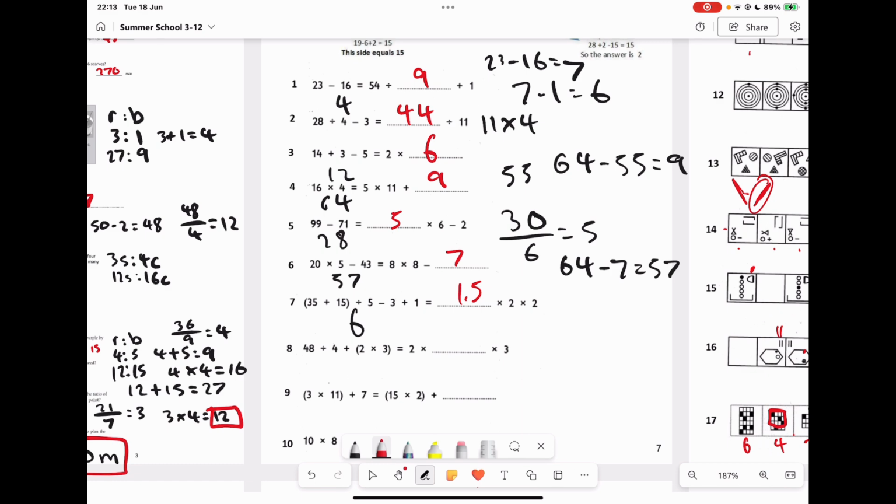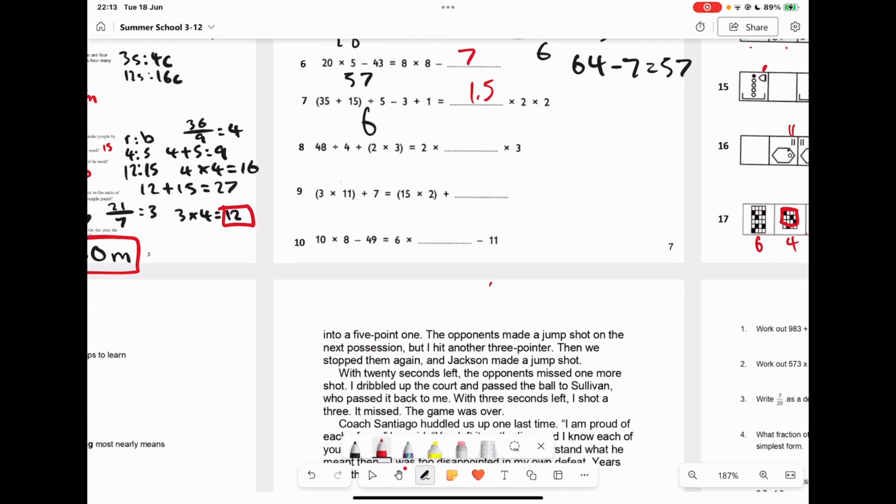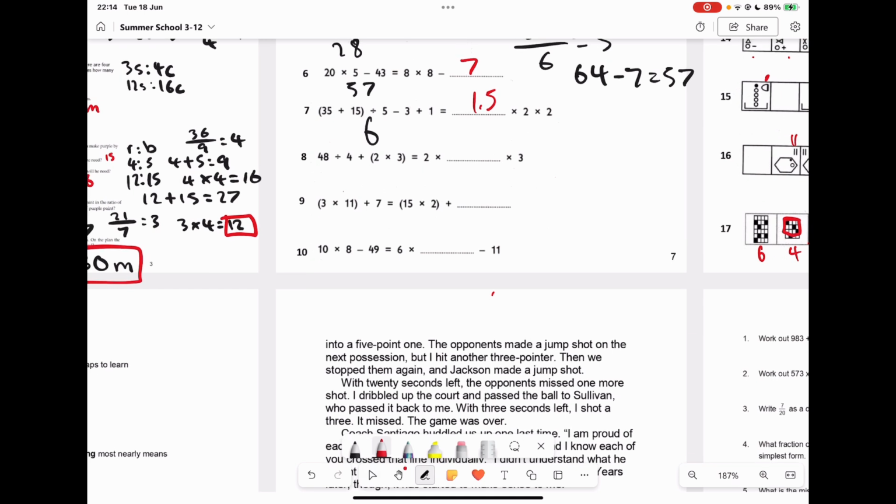Okay. For 8. 48 divided by 4 plus 2 times 3 is equal to 2 times something times 3. Well, first we find what 2 times 3 is, which is 6. And then we do division before addition. So 48 divided by 4 is 12. So 12 plus 6 is 18. So we take our 18, and we know that 2 times 3 is 6. 6 times 3 is 18. So the answer to 8 is 3.